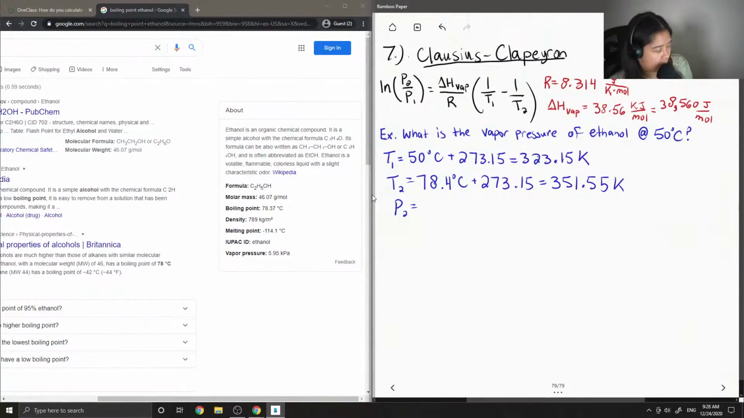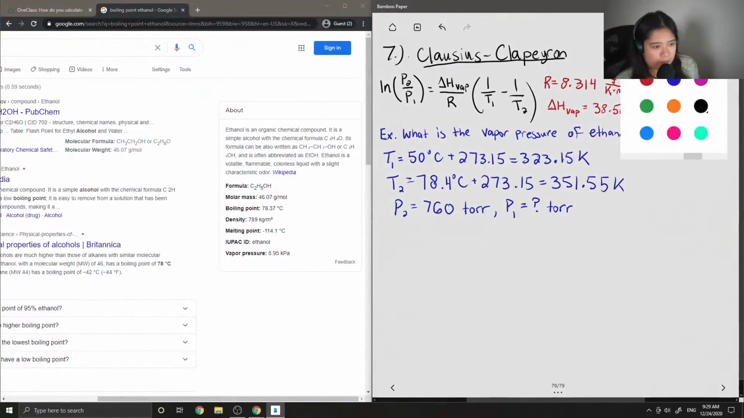Okay, so P2, I'll just make standard, which is 760 torr. And we are looking for P1, which is the vapor pressure of ethanol at 50 degrees. So this will be question mark. Okay, so we have pretty much all the information we need, and we just need to plug it into the Clausius-Clapeyron equation.